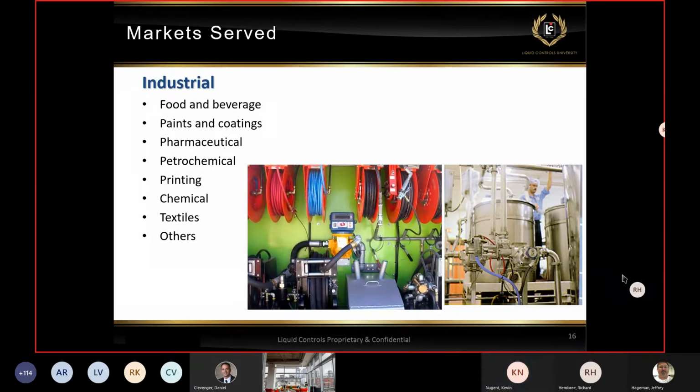A strong market for us is industrial. A lot of times you classify that as everything else, and we do as well. As you can see, underneath the industrial umbrella, there are many subcategories, whether it be food and beverage, paint and coatings, petrochemicals, printing chemicals and such, where we have been successful in metering solvents, chemicals. In the food and beverage industry, a lot of corn oils, high fructose corn syrup, very good application in the baking of foods.